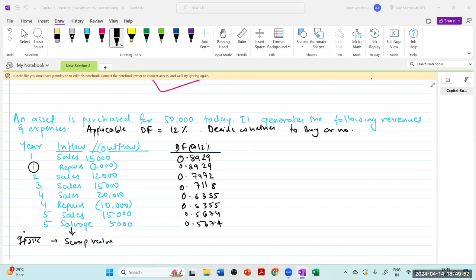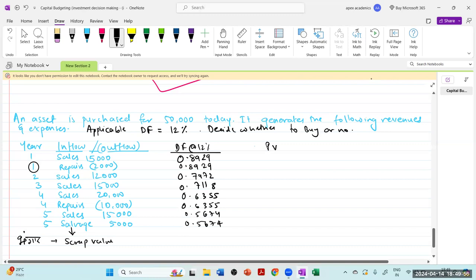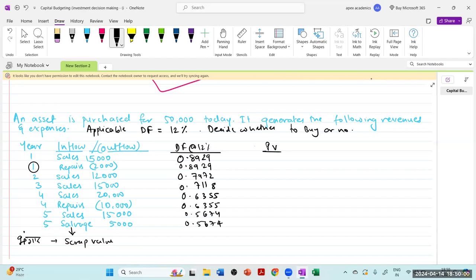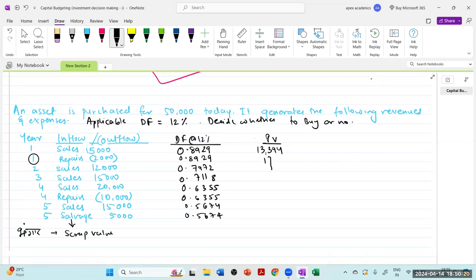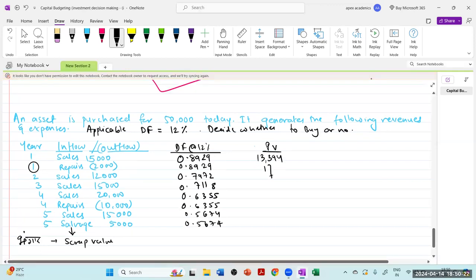Correct? Okay. Inflow, outflow, discount factor, present value. What is the first answer? Come on, answers quickly. Quickly, I want answers. What is the answer? 2000 multiplied by 0.8929. What is the answer? 1786. Correct? Yes, sir.